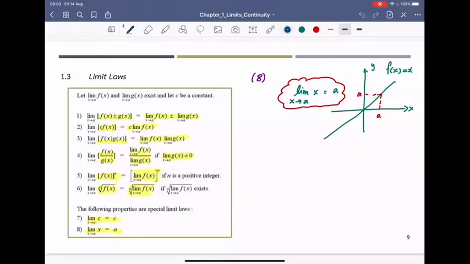So last time we talked about limit laws, and then today we're gonna do some more practice problems. Last time we said that when you have functions f(x) and g(x), and you wanna compute the limit of the combination of f(x) and g(x), you can use limit laws number 1 to number 8 here. So you can use number 1, 2, 3, 4, 5, 6, 7, and 8 here.